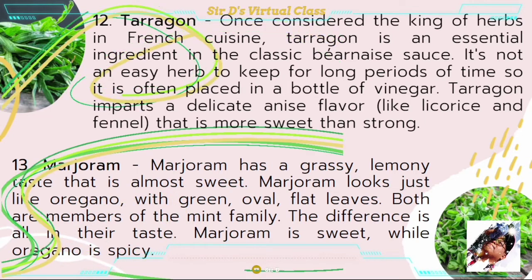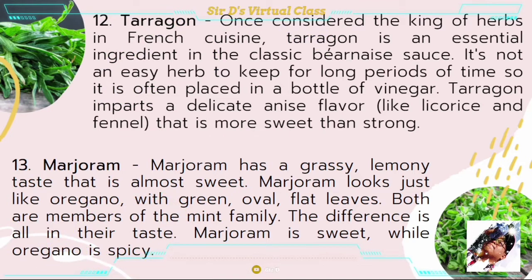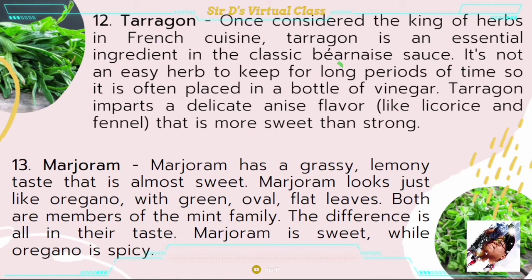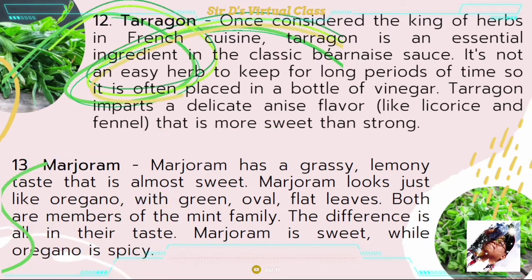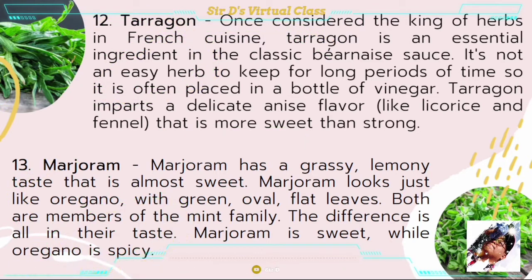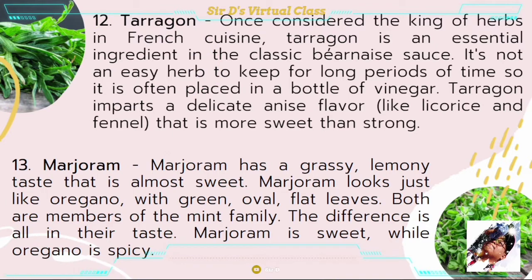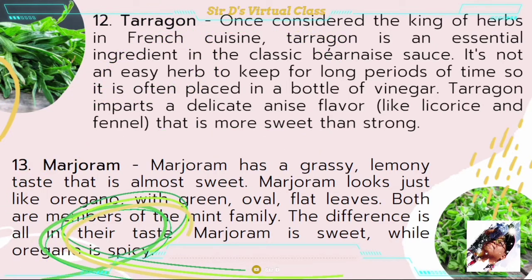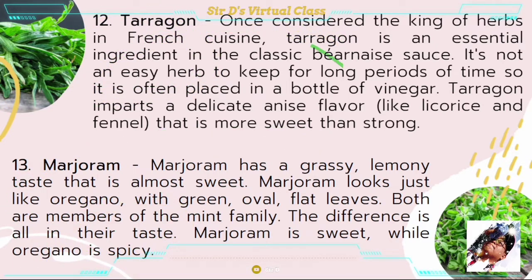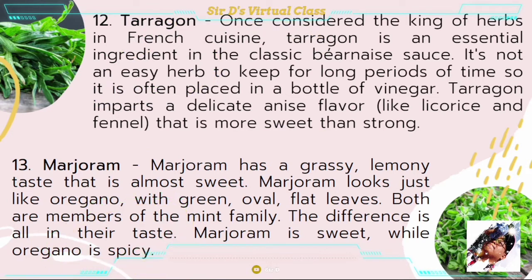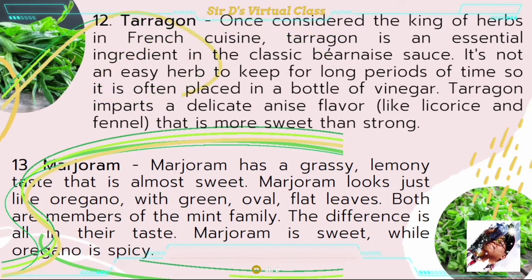And lastly, you have your marjoram. Marjoram has a grassy, lemony taste that is almost sweet. Marjoram looks just like oregano with green, oval, flat leaves. Both are members of the mint family. The difference is all in their taste. Marjoram is sweet, while oregano is spicy.